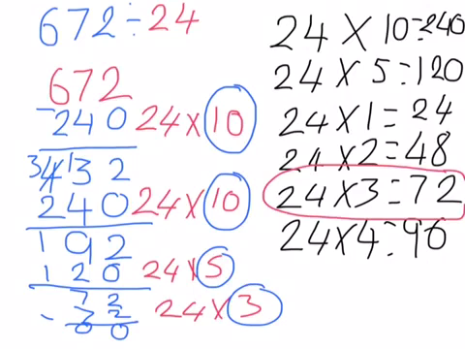Now all I've got to do is add up how many chunks of 24 I've used. In total, I've used 10 chunks of 24, plus another 10 chunks of 24, plus those 5 chunks of 24, that's 10, 20, 25, and those 3 chunks of 24. In total, therefore, I've used 28 chunks of 24. So 672 divided by 24 gives me a total of 28.